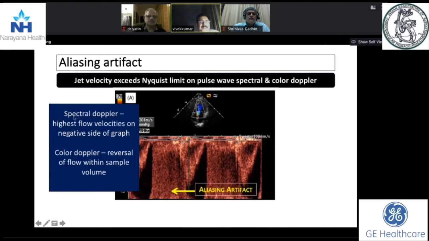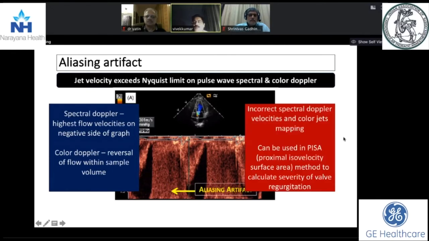So when we have a pulse spectral Doppler, this is actually a jet here, and this is the negative side of the screen. We find that the high flow velocities are seen on the negative side of the graph. And when we put a color Doppler, we find that there is reversal of flow within the sample volume. Just remember the image. If you see something like this, this is known as an aliasing artifact. Now, what is the problem with this?